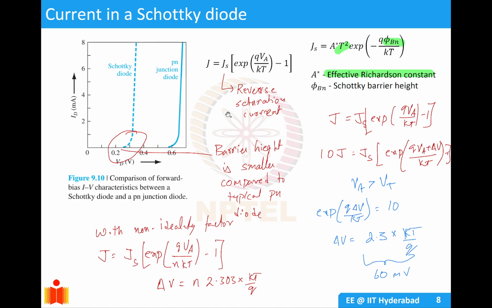So this is the ideal diode equation. If you consider non-ideality factors, then it becomes J equals Js exponential of Q Va by N KT minus 1, where N is your non-ideality factor. So the slope is given as delta V equals N times 2.303 KT by Q.